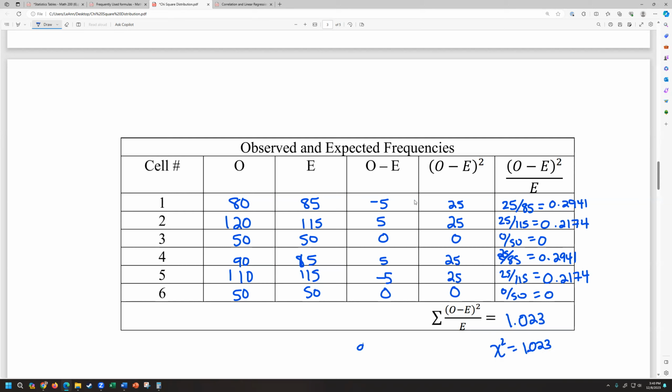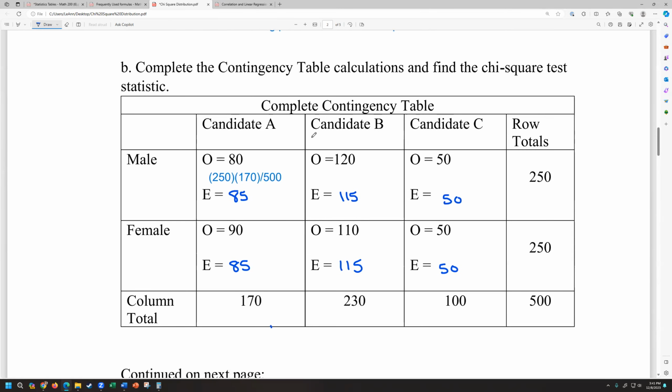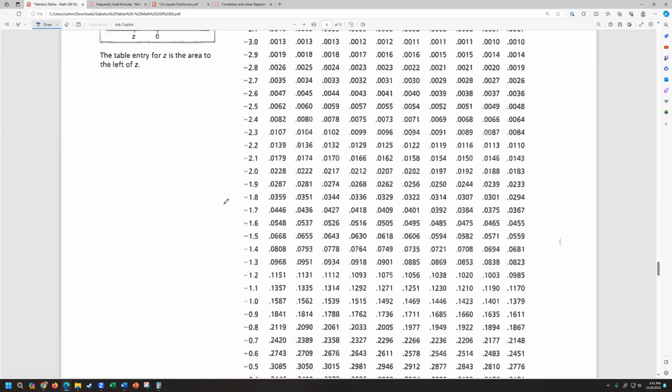And then we need our degrees of freedom, which is the number of rows minus 1 times the number of columns minus 1. And that's from your original contingency table. So we had 2 rows and 3 columns. So 2 minus 1 and 3 minus 1, that's a 1 times a 2, or 2. Okay, so once you have your degrees of freedom and your chi-squared test statistic, we'll go to our tables.